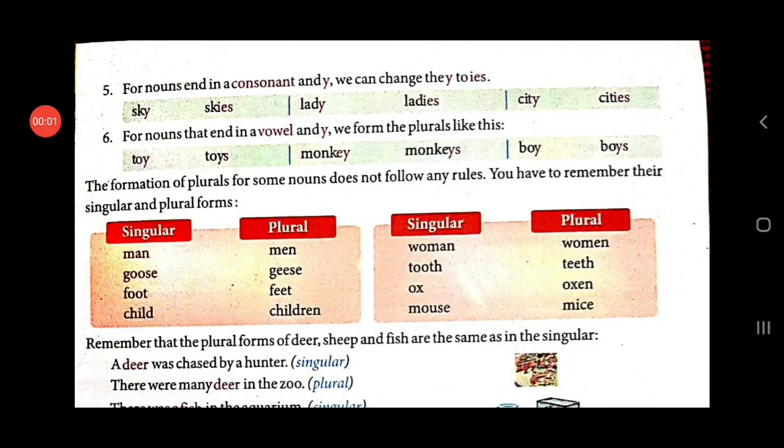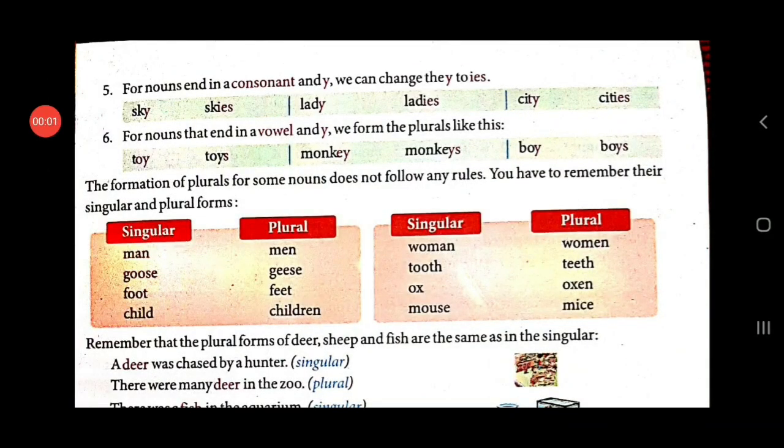Next, they are telling that there are a few words, okay, there are a few nouns, I would rather say. For those nouns, you don't have to follow any rules which are mentioned above, the 6 points we studied. For these nouns, children, you just have to remember their singular form and plural form. And those set of words are given below, okay. You can see in the orange box it is given.